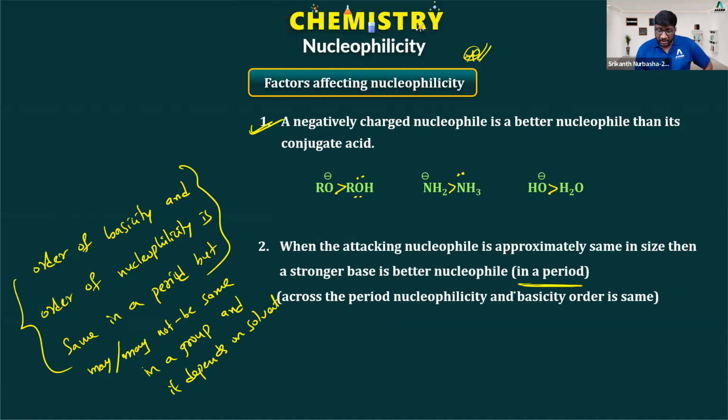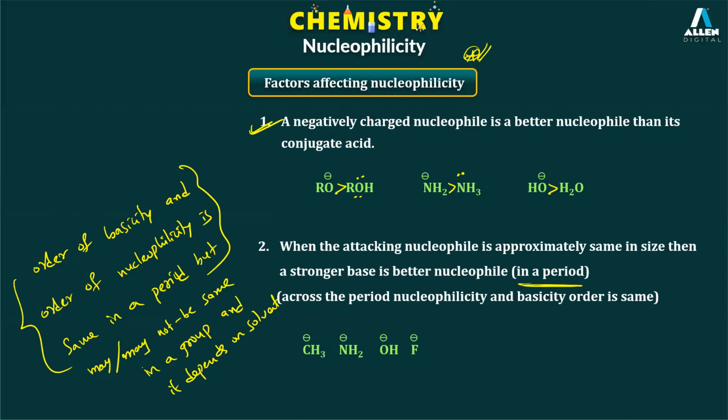Across a period, nucleophilicity and basicity order is the same. CH3 minus, NH2 minus, OH minus, F minus: which is a better nucleophile or better base, because order of basicity and order of nucleophilicity is the same. A negative charge on a more electronegative atom is more stable. Compare here, students, which is the stronger base? Think carefully, all of you. Compare the order of stability first. Which is more stable? F minus is more stable. More stable means weak base or strong base? Weak base. So F minus is a weak base.